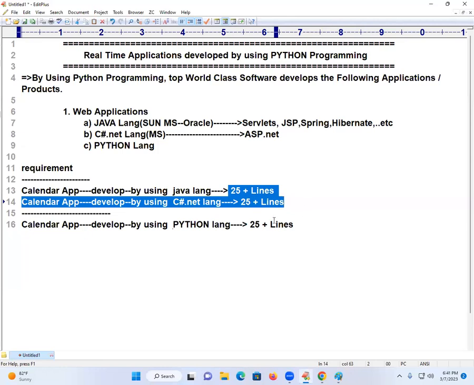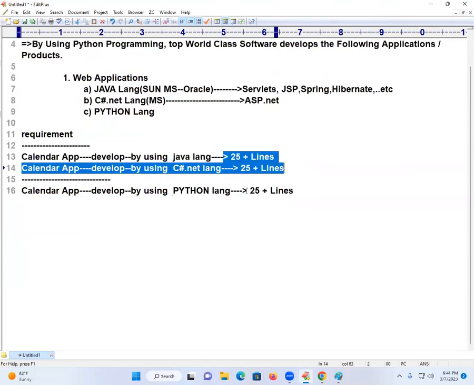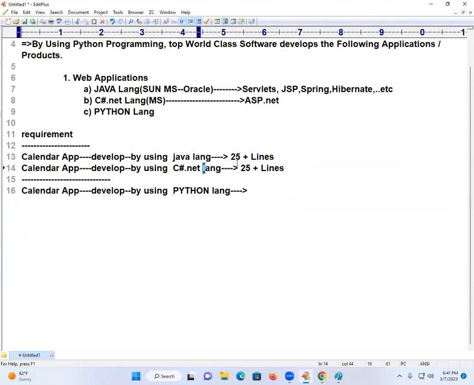So writing this many lines of code is easy or difficult? Come on, spell out. First of all, coding is easy for you or difficult? 100% difficult. Nothing to think about it. People don't know coding. But this coding is easy for a BCom student also, a Bachelor of Arts student also.